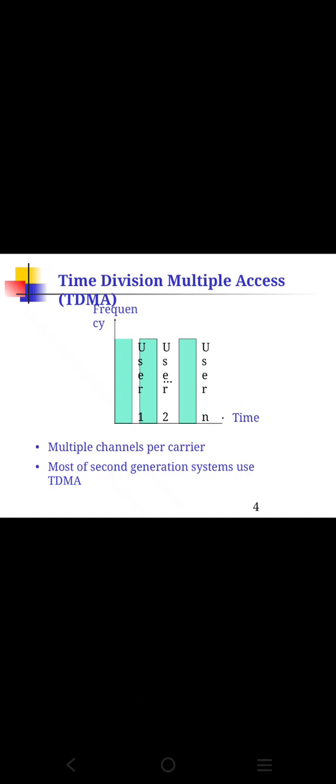In cases where continuous transmission is not required, time division multiple access is used instead of FDMA. We have multiple channels per carrier here, and most second generation systems use TDMA. In first generation we used FDMA, and in second generation systems we use TDMA. It shares a single carrier frequency with several users, where each user makes use of non-overlapping time slots. Data transmission in TDMA is not continuous, but occurs in bursts.